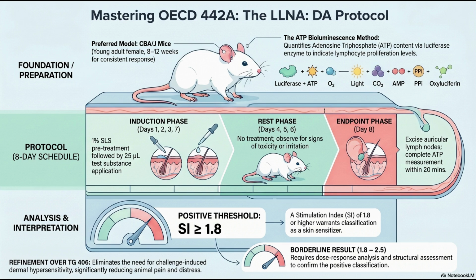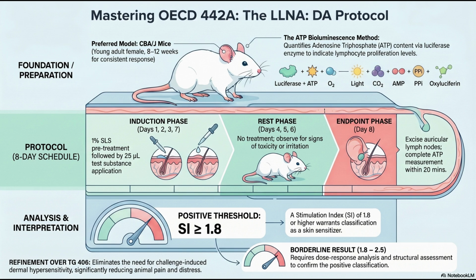And to make that 1.8 threshold stick in your mind, think of an audio amplifier. If the baseline static of the system is an SI of like 1.2 or 1.5, it might just be random biological noise. Right, just a slight variation in how the mice felt that week. Exactly. But decades of validation data have shown that an SI of 1.8 is the line where the signal distinctly and undeniably rises above that biological noise floor. That's a really good way to think about it.